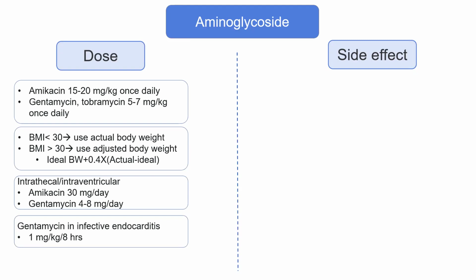If the patient has a body mass index less than 30, use the actual body weight. But if the patient has BMI more than 30, use what's called adjusted body weight. The adjusted body weight is the ideal body weight plus 0.4 multiplied by the actual body weight minus the ideal. For intrathecal or intraventricular injection, amikacin is used as 30 milligram per day, and gentamicin 4 to 8 milligram per day. In infective endocarditis, gentamicin is used in split dose, 1 milligram per kilogram every 8 hours.